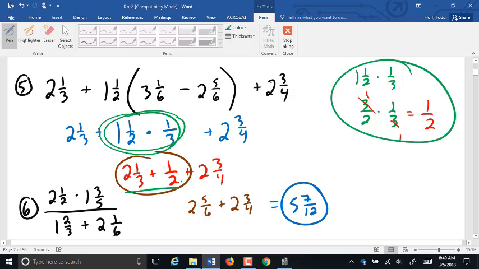Now, like this, I probably should have written that out as 2 and 1/3 plus 1/2 and did the common denominators.